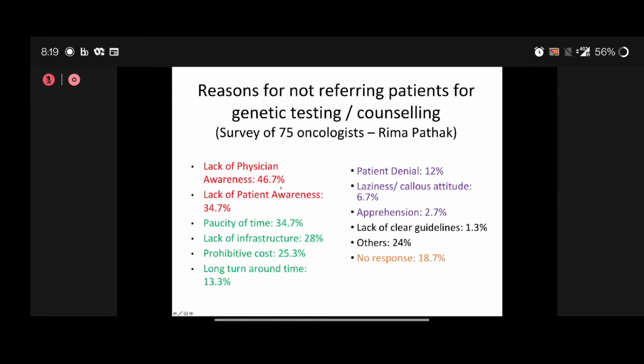So my colleague Rima did a little survey, and what we found, the reasons for not referring patients for testing amongst the oncologists at TMH, almost half of them said lack of physician awareness. And I hope after this lecture, you will not say that. Lack of time, infrastructure, the cost, and the turnaround time, all these are important. For no other test do you wait for a month, except for a germline genetic test.